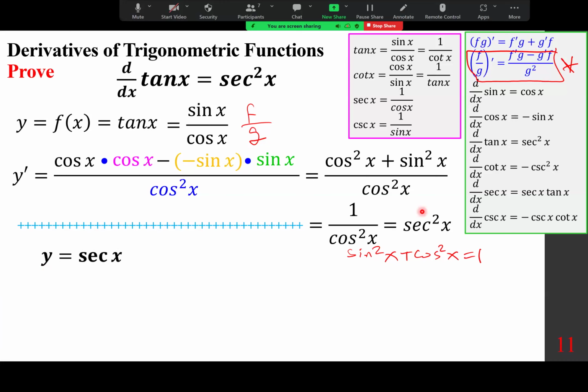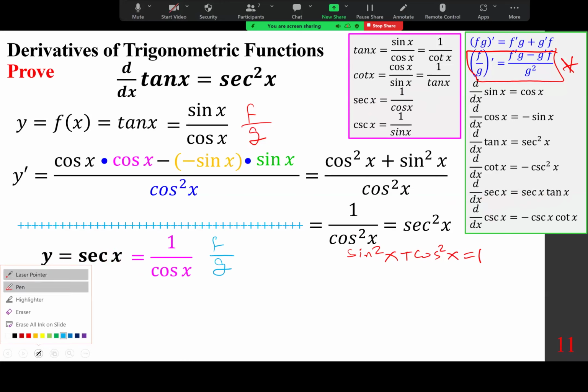Y equals secant x. The derivative of secant x is secant tan x, and we're going to prove that. And to do so, we are going to use the fact that secant x is 1 over cosine x. And we're going to call this f over g and use the quotient rule again.